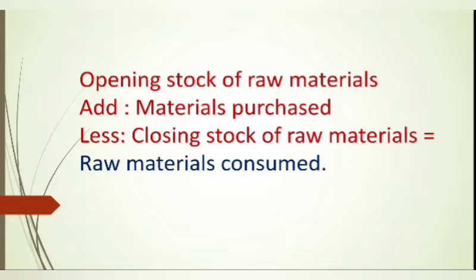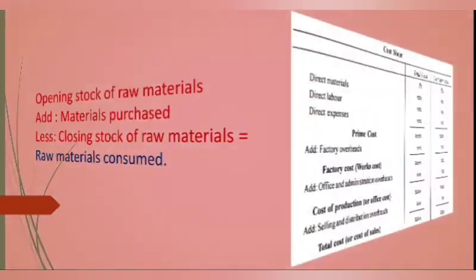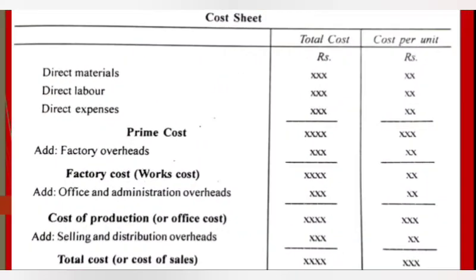So how we'll get raw materials consumed? Opening stock of raw materials, add materials purchased, then less closing stock of raw materials, we'll get raw materials consumed. Next we'll go to the cost sheet format. Here we'll see the prime cost, how we'll get prime cost. By adding direct material, direct labor, direct expenses, we'll get prime cost.